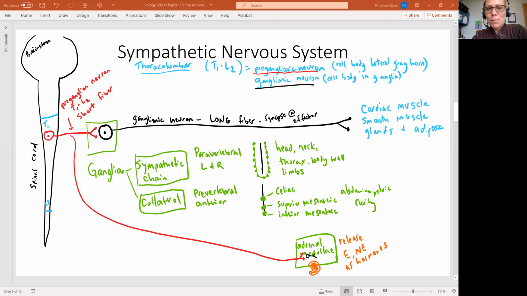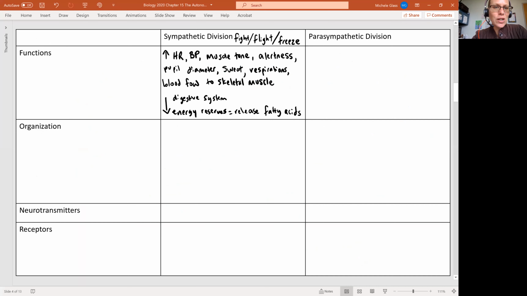I'd like to go back to our chart and try to fill in a few details here. So when we talk about the organization, we're going to talk about a short preganglionic neuron. And it's located in the lateral gray horns of T1 to L2. So remember, we can talk about it as the thoracolumbar system.